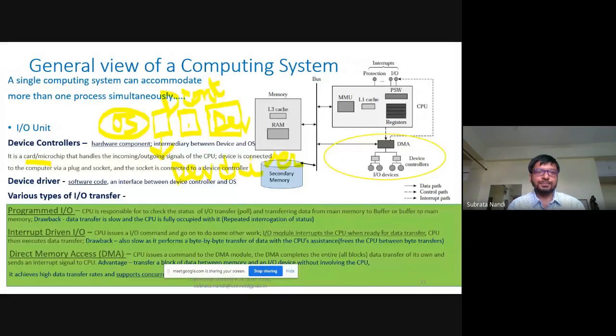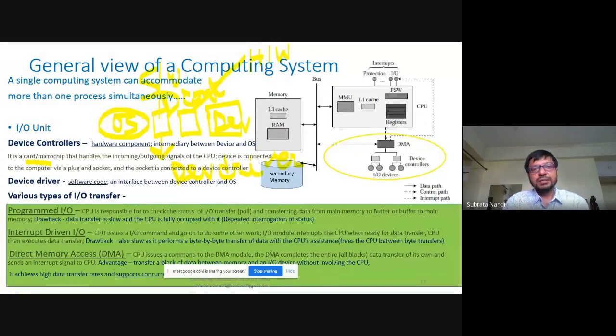And this device driver is important because it knows what kind of signals it needs to send to the controller. So it is very much dependent on the controller. If you don't know the controller details, you cannot write the device driver. So the device driver interfaces between the operating system and the device controller. This part is software and this part is hardware. And that is how you can think of the I/O devices being connected to the OS.